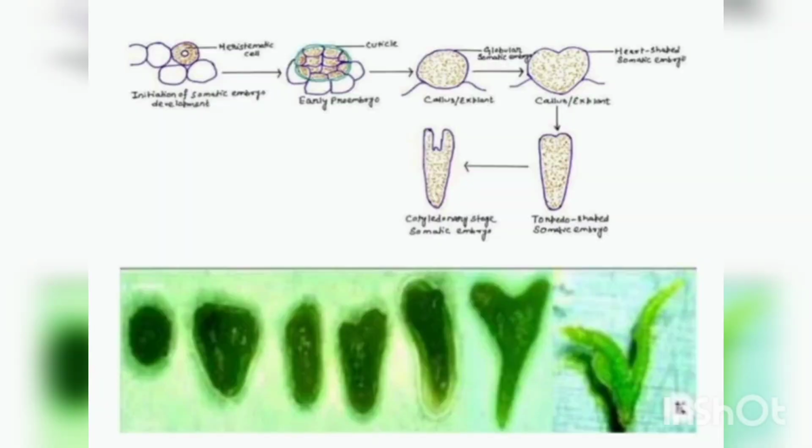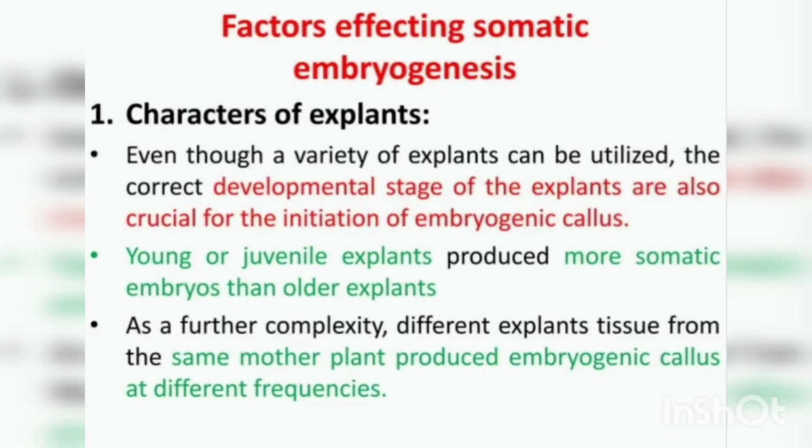So this is a diagrammatic representation where they have shown how a single cell develops into an embryo. So we can see the different stages of the embryo: the globular stage, the heart shaped stage, then the torpedo stage, and then it develops into the plantlet. So from the torpedo stage a plantlet is developed. So this is a diagrammatic representation.